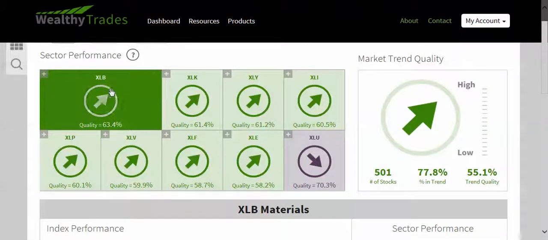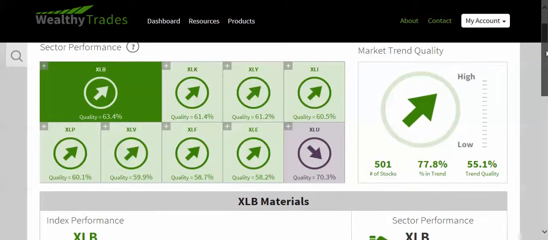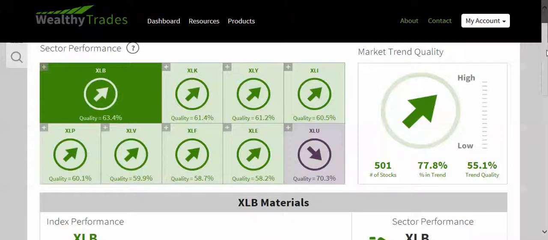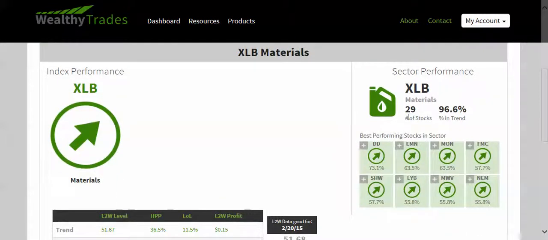Not all stocks within the material sectors are treated equally, and the Wealthy Trades team knows that. So we want to take it even further, and we want to do, as I've said, drill down analysis. We start with the market. We then drill it into the best sectors. Well, within that sector, there's 29 stocks in that sector. Why don't we find and analyze the stocks that give us the highest odds of success for the upcoming day, week, or month? That's exactly what the Wealthy Trades team does.